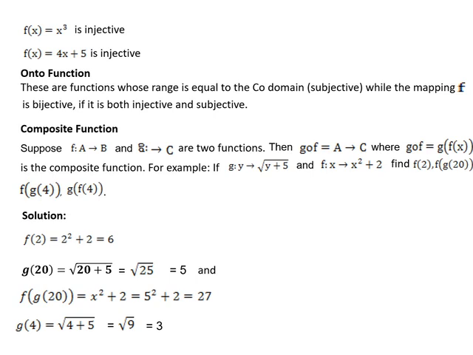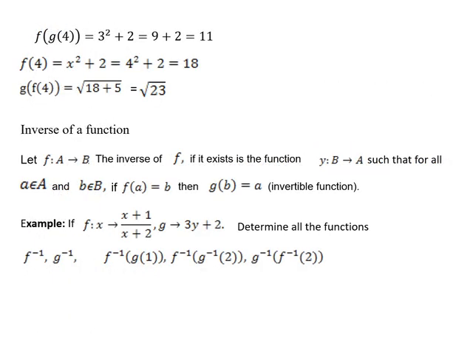Now take that value of g of 20 to the function given where we have f of s as s squared plus 2. So now substitute 5 back into that, then we have the answer. Then we move to g of f of 4, then we have the answer as 11.